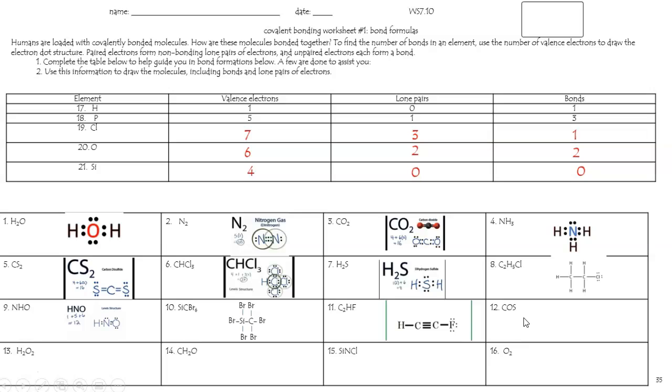COS, well, it's kind of like CO2, but with a dipole moment, right? The oxygen is more electronegative than the sulfur. But I would draw double bonds. I'd rather do that than those 4 electrons, but that's fine.